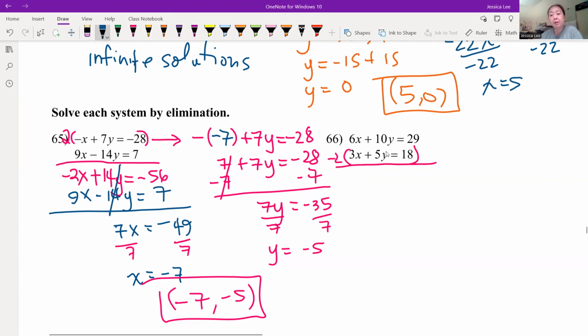I'm going to copy my top equation down because we're not actually doing anything with it. And then the bottom equation is going to look like negative 2 times 3x, which is negative 6x. Negative 2 times 5y is going to be minus 10y. And negative 2 times 18 is going to be negative 36.